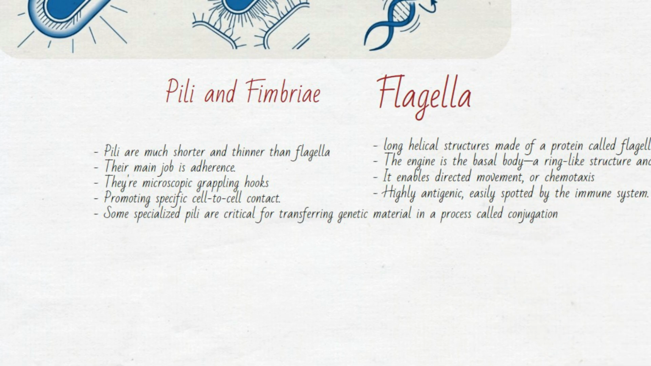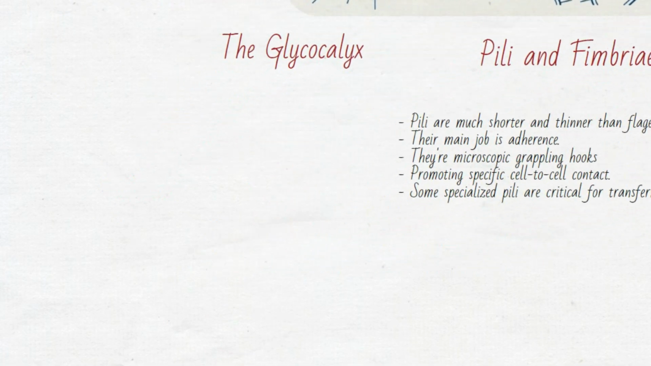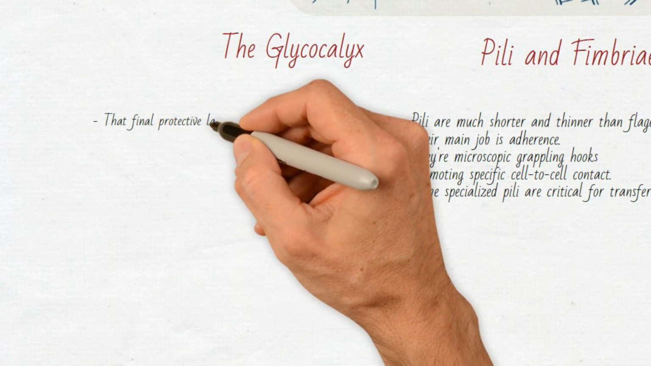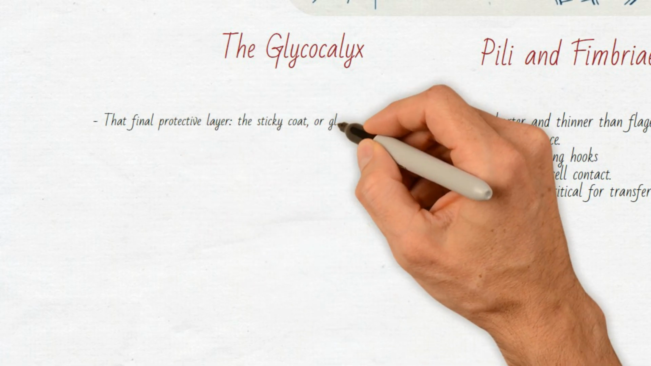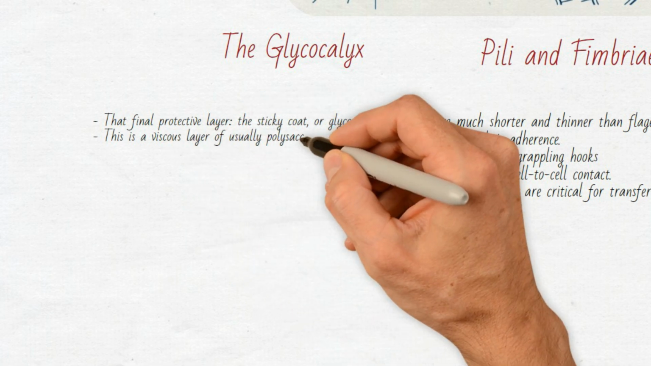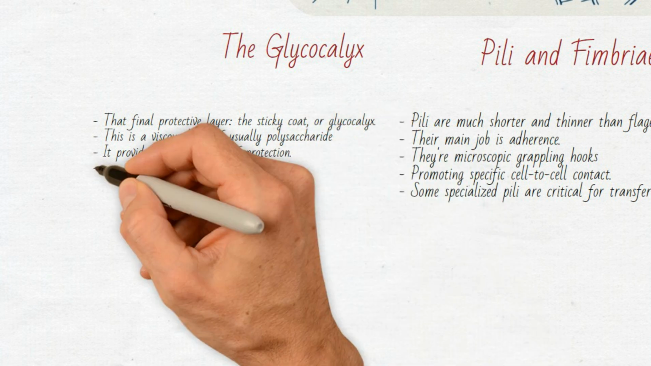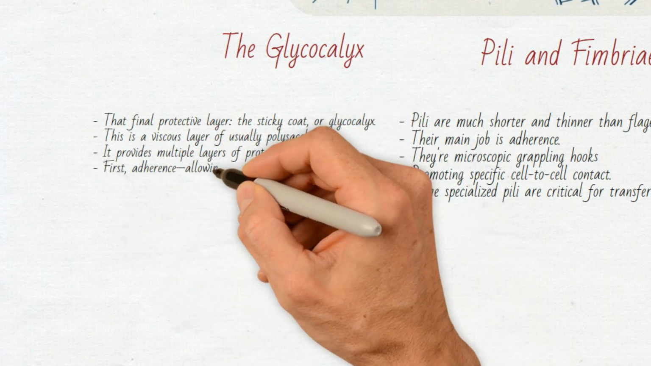That final protective layer, the sticky coat, or glycocalyx. This is a viscous layer of usually polysaccharide that's secreted outside the cell wall. We distinguish it based on how organized it is. If it's tightly bound, it's a capsule. If it's loose and amorphous, it's a slime layer or glycocalyx. What are the capsule's survival powers in a host?